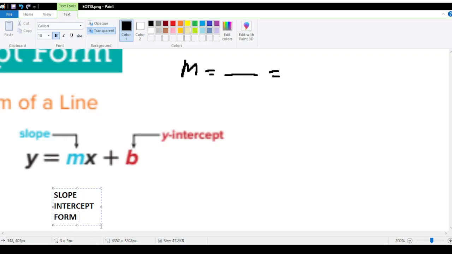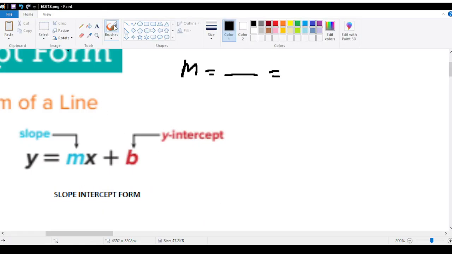Okay, since we call it slope intercept form, let's remind ourselves how to calculate the slope. We can calculate the slope by what? What's the rule for slope? Rise over run. So we have this rule, rise over run, or we can calculate the slope in another way. Can you tell me what the other way was? We have another formula: y2 minus y1 over x2 minus x1.